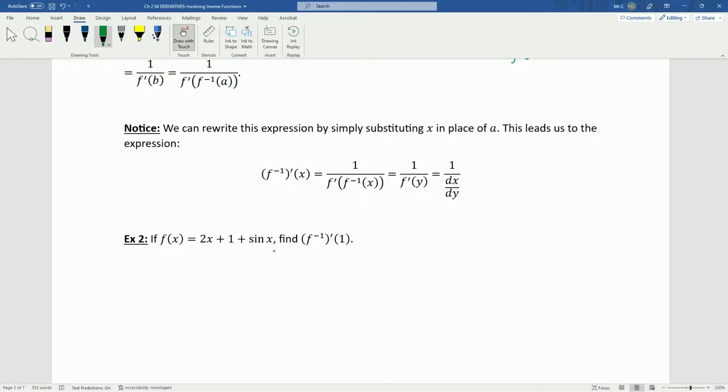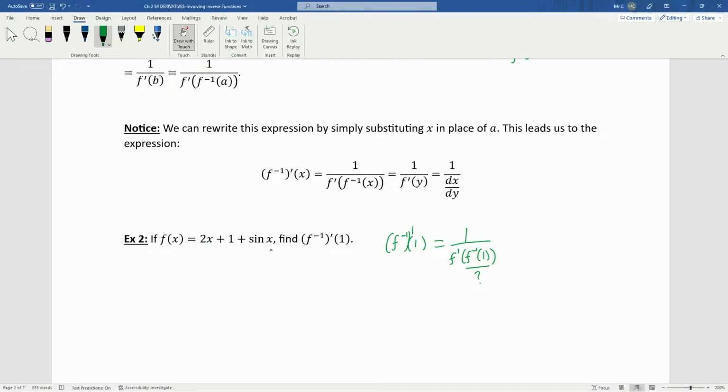Okay, so how do we find it? Well, f inverse prime of 1. What is f inverse prime of 1? It should be 1 over f prime of f inverse of 1. But that means I need to first know what's this value, f inverse of 1. So that's the same thing as asking what's the x value that gives me 1 from my original function.